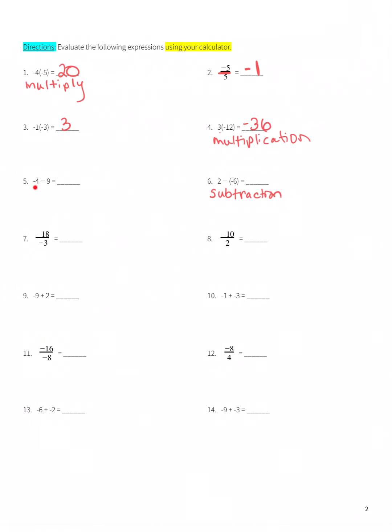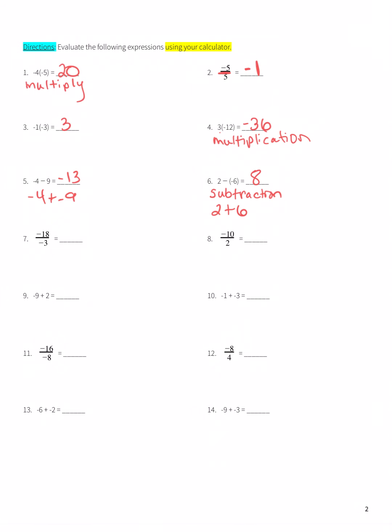Now here we have subtraction, negative 4 minus 9. So we would think of this as negative 4 plus negative 9. If we're adding and two numbers have the same sign, the answer is that same sign. We have negative 13. Here we go, we have subtraction, 2 minus negative 6. Remember, when we subtract, we add the opposite, so we would think of this as 2 plus 6, because opposite of negative 6 is positive 6. When we subtract, we add the opposite, 2 plus 6 is equal to 8.